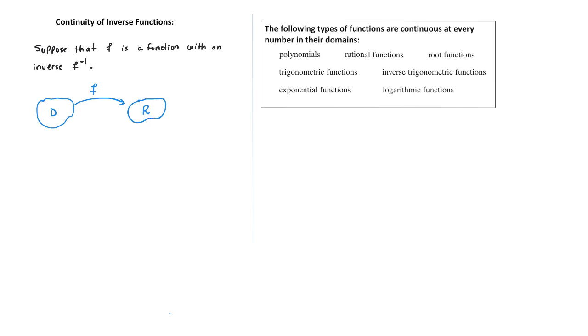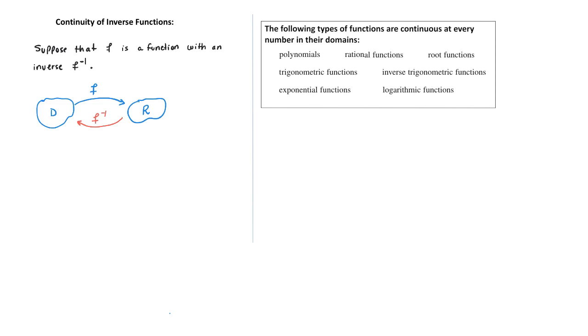That's why it's called an inverse. It's going to take everything in R and bring you back to D. So practically then, the domain of the inverse is R, the range of f. And the range of the inverse is D, what used to be the domain of f.